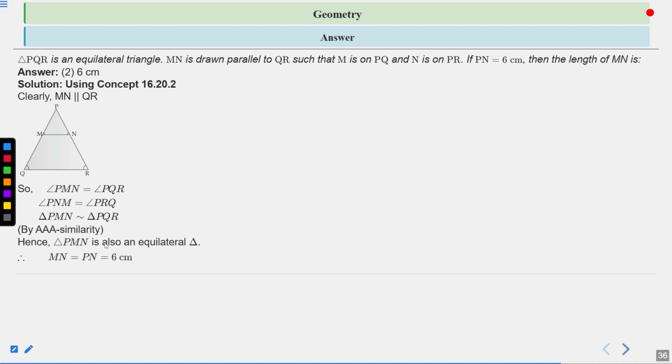So we need to calculate the length of MN. We can easily see that if this triangle is also an equilateral triangle, and this length is 6, then this will also be 6, this will also be 6. PN equals 6 is given, so both are 6. So second is the correct answer of this question. Next one.